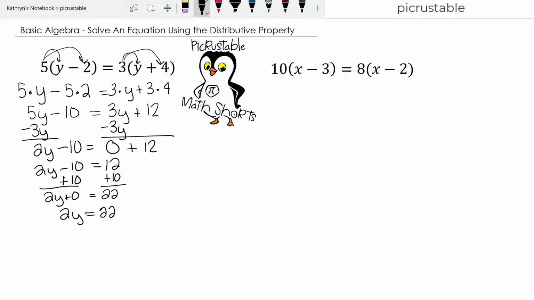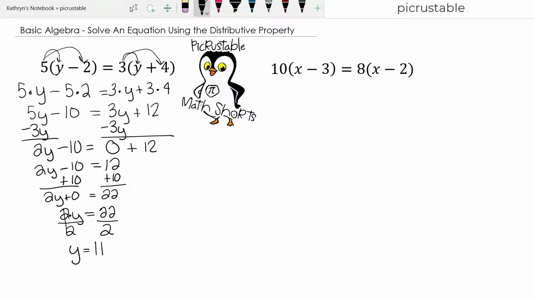For right now, I just want to make sure everyone sees what I'm doing. Anytime I have a number next to a letter, that actually means to multiply. And the opposite of multiplying is dividing. Now I divide by whatever is hooked to the letter or the variable, and in this case it's 2. But remember, whatever I do to one side of the equal sign, I have to do to the other side. So 2 divided by 2 is 1, so we're just going to write y. And 22 divided by 2 is 11.